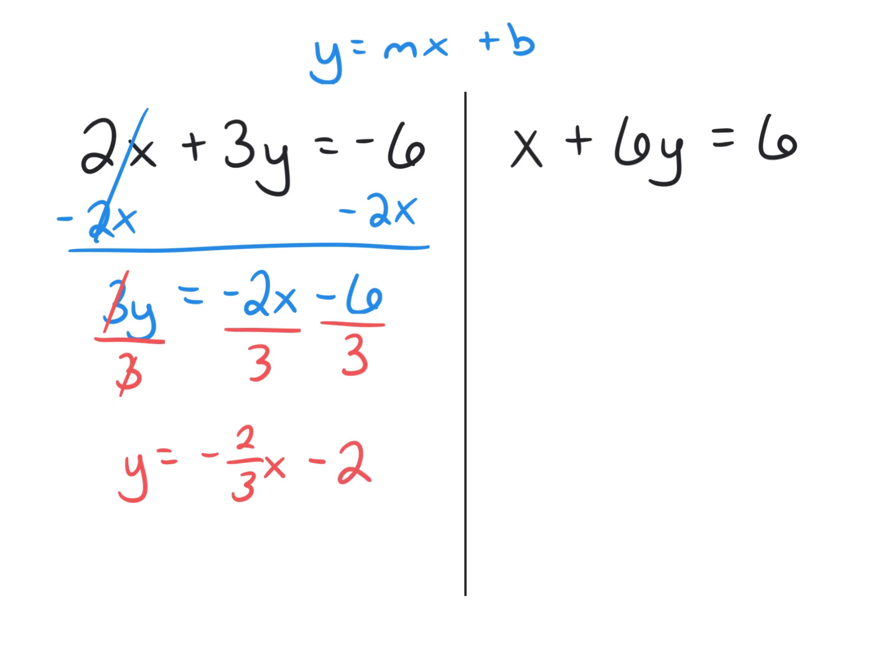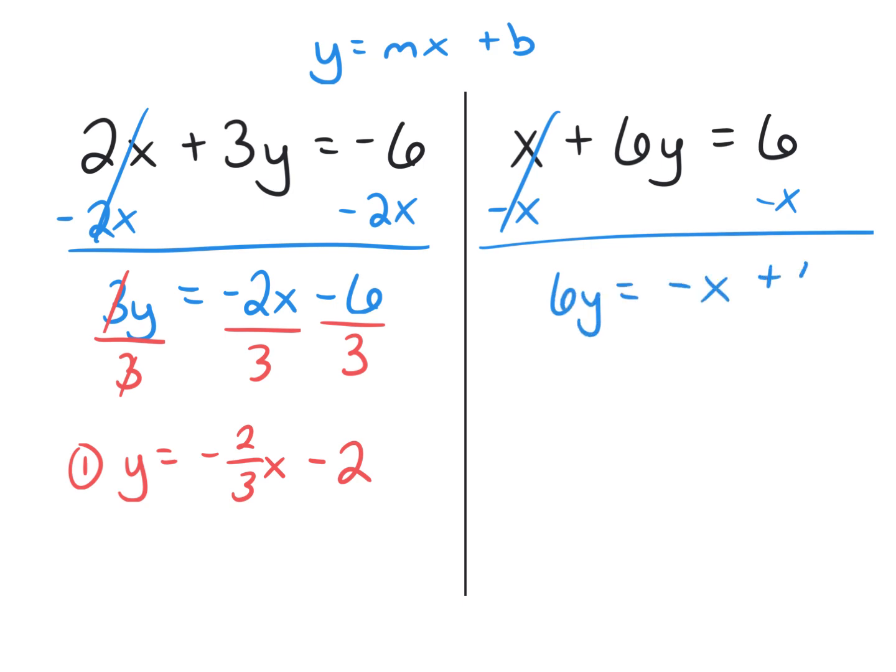Now, does that look like something we can graph? Yes. Okay, so here's my first equation. What about the second equation? Can I graph that yet? Subtract x. Yep, we got to get y by itself, so I'm going to subtract x. So we get 6y equals negative x plus 6. Divide 6. Yep, last step, divide 6 by everything.